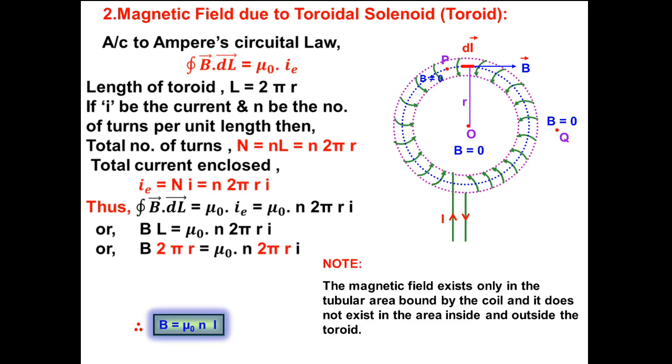Here the magnetic field exists only in the area bounded by the coil, and it does not exist in the area inside and outside. So the solenoid and toroid, we can say, confine the magnetic field within their area.